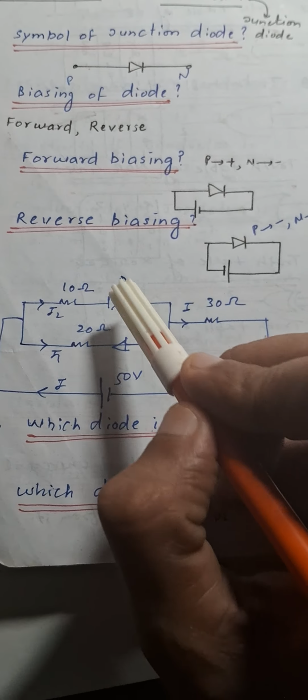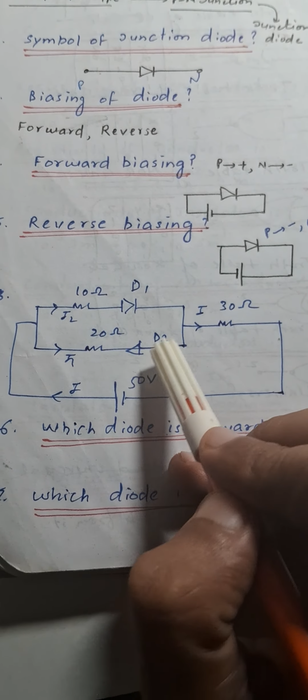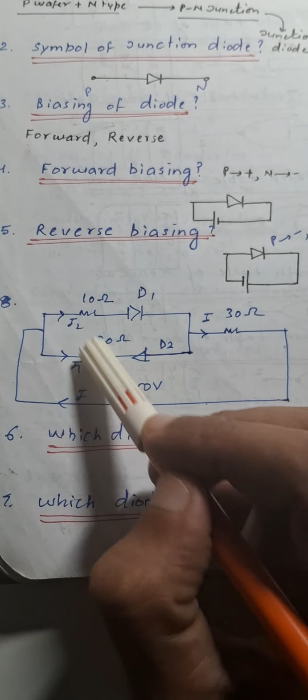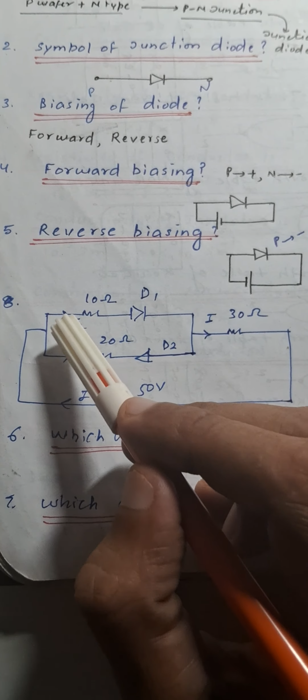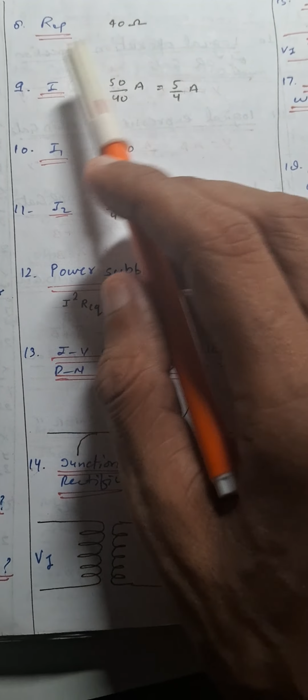Then is the question, what is R equivalent? As we said earlier, D1 will behave as a conductor and D2 as an open circuit, so there will be no current in this branch, so this resistance will have no use. So the net resistance will be 10 ohm plus 30 ohm, which comes to 40 ohm here.